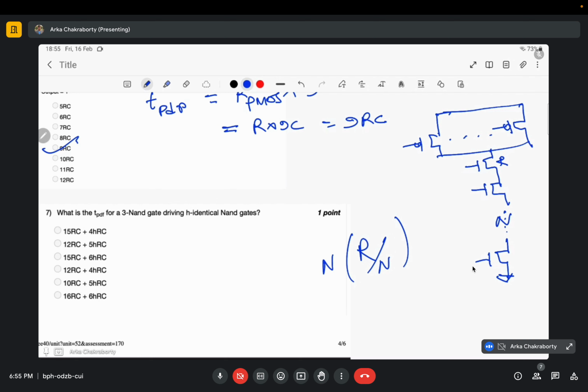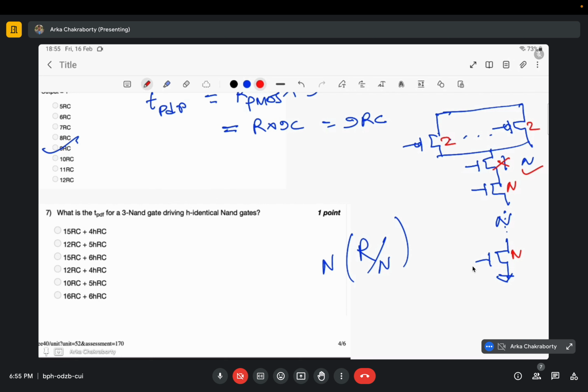So if I need the resistance to be R by n, how much should I scale the W? n times. So my W, instead of 1, would now become n. Instead of 1, I have to take W to be n. So all of these should be n. And as PMOS is involved and they are all in parallel, same logic, it would still be 2. Now you have designed an n input NAND gate.